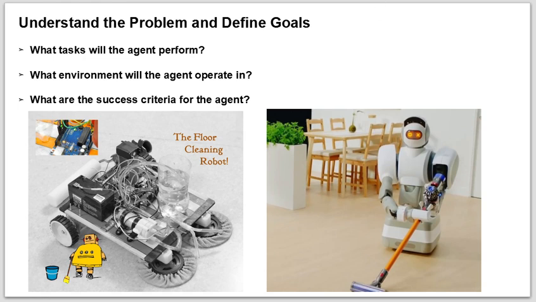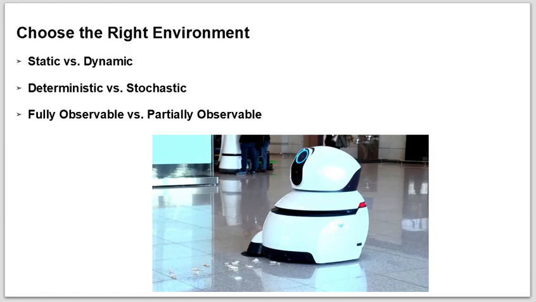Choose the right environment. The environment is the space in which the AI agent will operate. It can be physical, like a factory floor or your house floor, or a virtual environment, like a simulated game environment. Consider these factors: static versus dynamic. Does the environment change over time? Then deterministic or stochastic. What are the outcomes? Are they predictable or probabilistic?